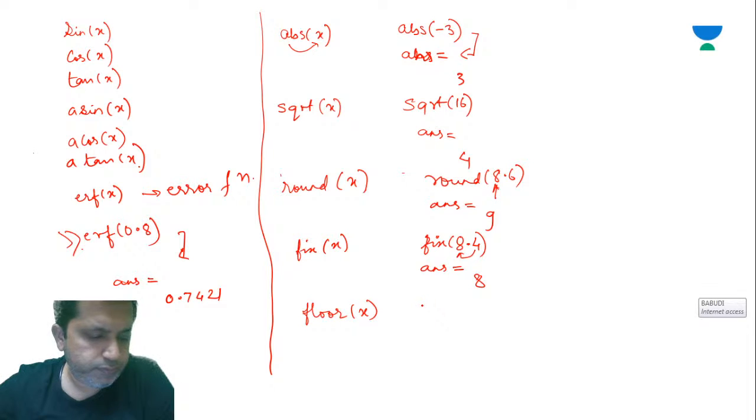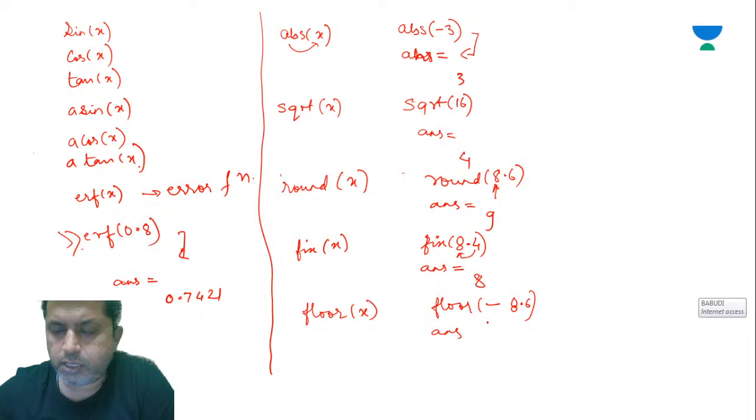Floor x. So again it rounds towards minus infinity. Suppose for example minus 8.6. If I press enter, the answer will be equal to minus 9. Remember that. Next function is ceiling x.